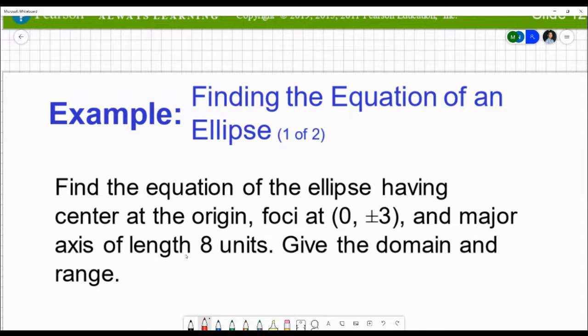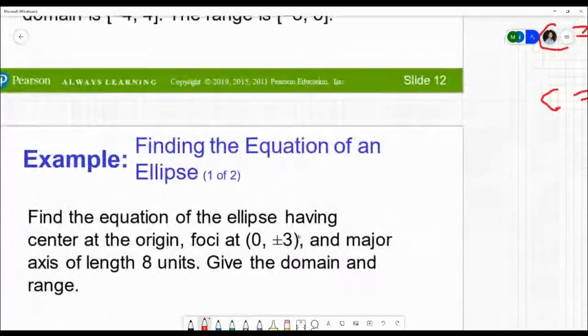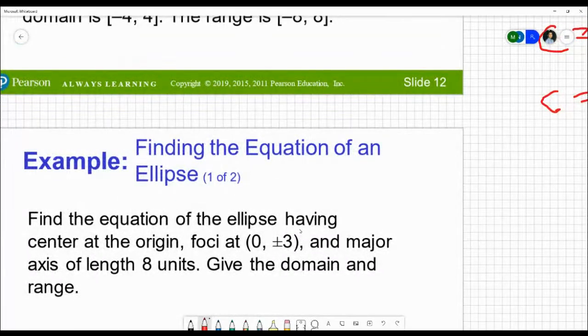So first, let's write out all of the given information. And then you're going to make a sketch so you know where everything falls together. Here we have the center at the origin. Okay, so that's easy. The foci are at 0, plus or minus 3. Here this will tell you whether you have a major axis along the x or along the y-axis. So 0, plus or minus 3.